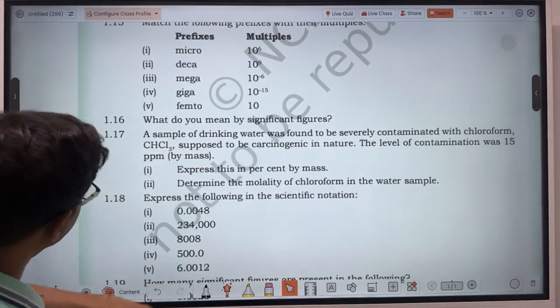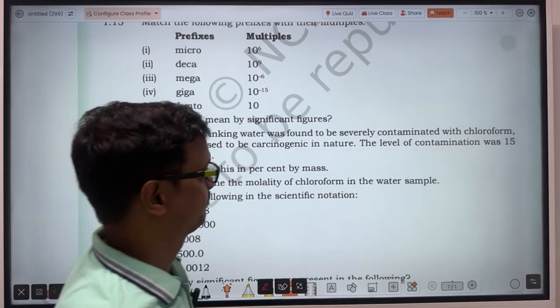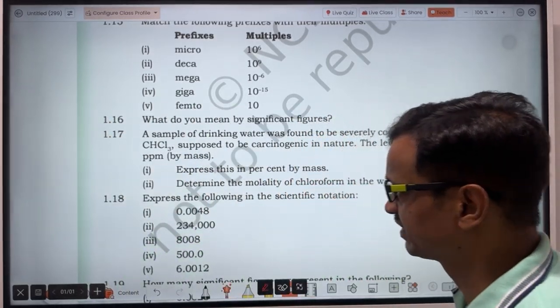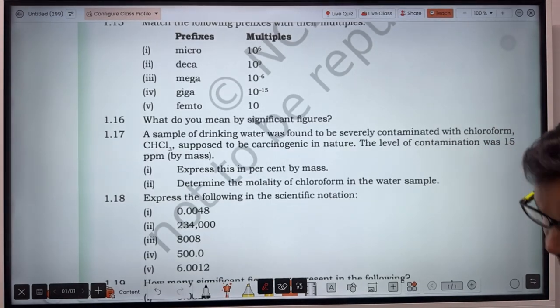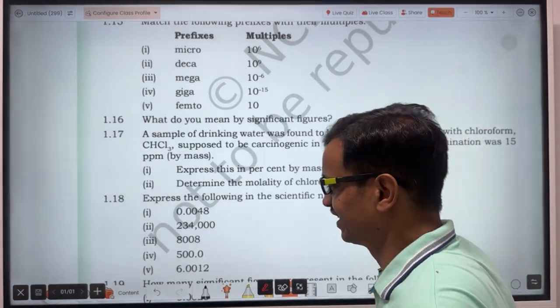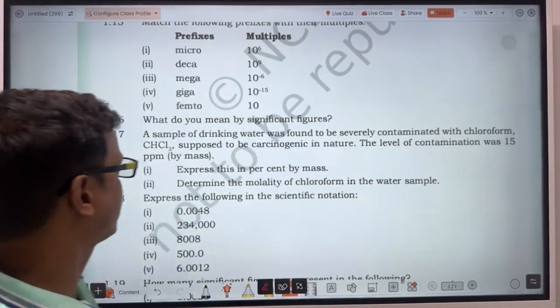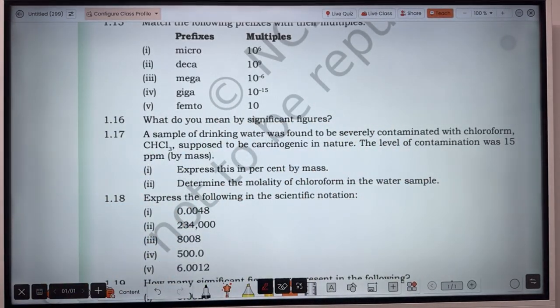What do you mean by significant figures? This is a question of physics actually. In physics, you will have to study in detail. I can do it, but that will be time taking. You will do it in physics also, and in chemistry also. So let's finish. I have this one left.